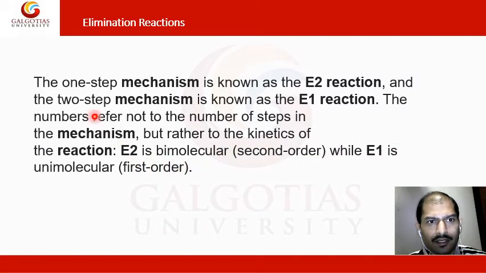Another type of reaction is the elimination reactions, generally called E1 and E2 reactions. The one-step mechanism is known as the E2 reaction, which is similar to the SN2 reaction, and the two-step mechanism is known as the E1 reaction, which is similar to SN1. The number refers not to the number of steps in the mechanism, but to the kinetics of the reaction. E2 is bimolecular or second order, and E1 is unimolecular first order.